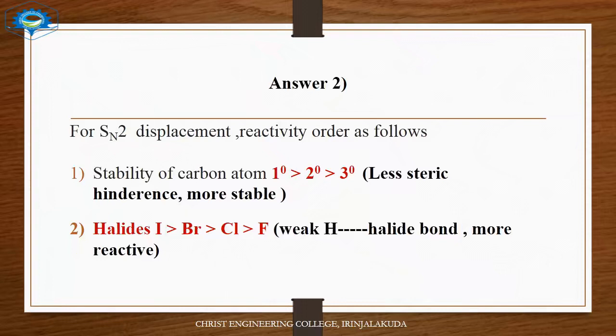Because we know that HI bond is the weakest bond among halogens. Because of the less electronegativity of iodine, HI bond is the weaker bond compared to HBr bond, HCl bond, HF bond. HF is the highly stable bond, because fluorine has the highest electronegativity. So, as our H-halide bond weakens, the reactivity increases. So, HI is more reactive than HBr, more reactive than HCl, and more reactive than HF.